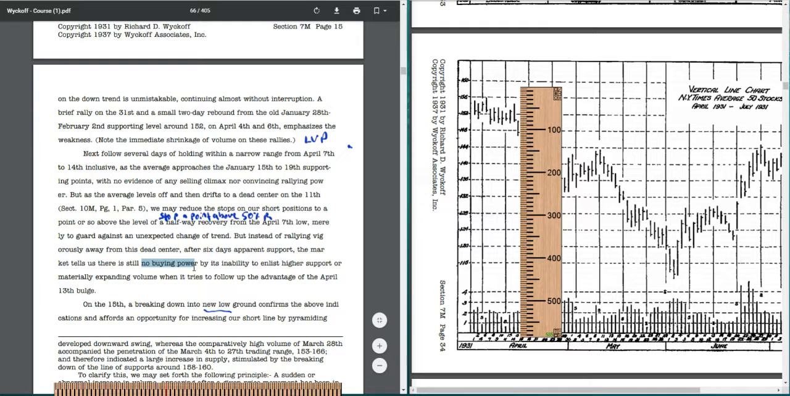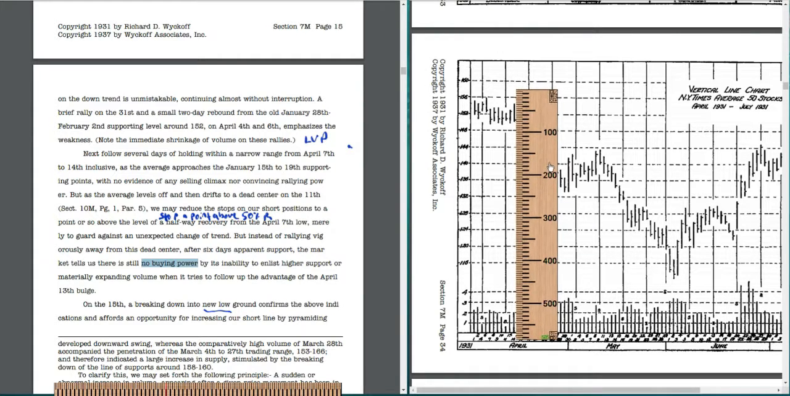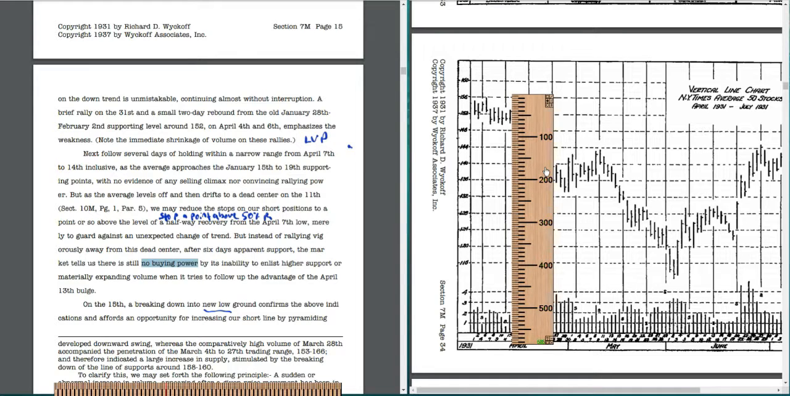So how do you know it has no buying power in that little tight range? It can't hold higher support or materially expand volume when it tries to follow up on the advance on April 13. So April 13 was right here. That's that green bar. Okay.